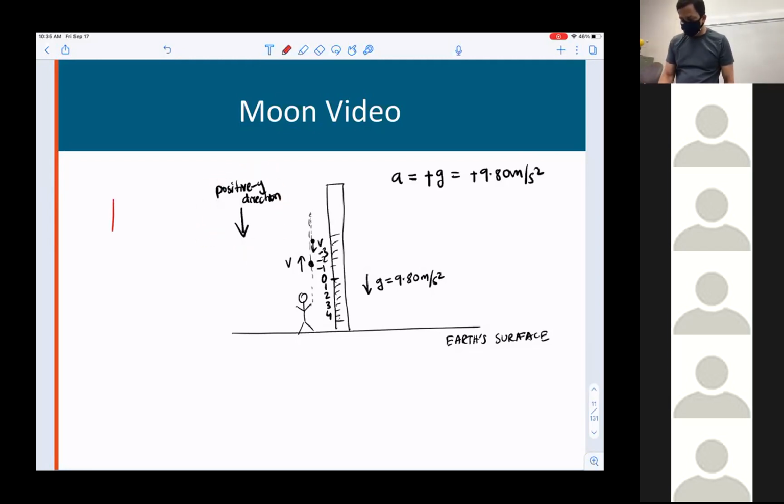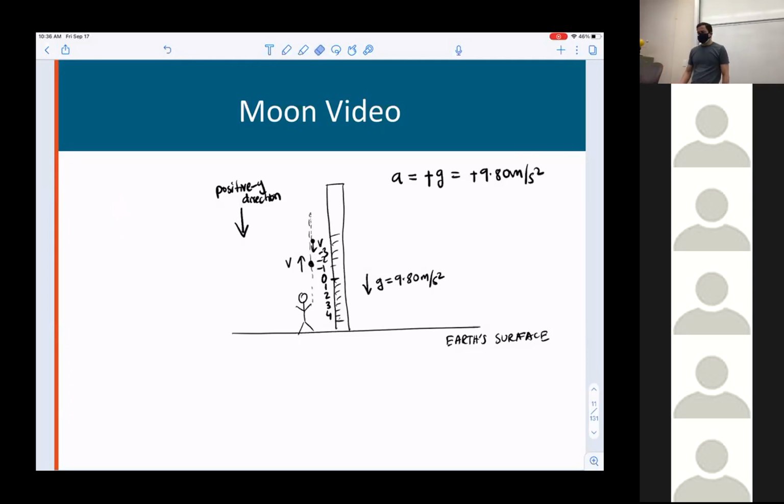If you chose your positive y direction to be upward, then the acceleration due to gravity will be minus 9.8 meters per second squared. Because the direction of the acceleration is downward and the positive direction is upward, you're pointing in the negative y direction.